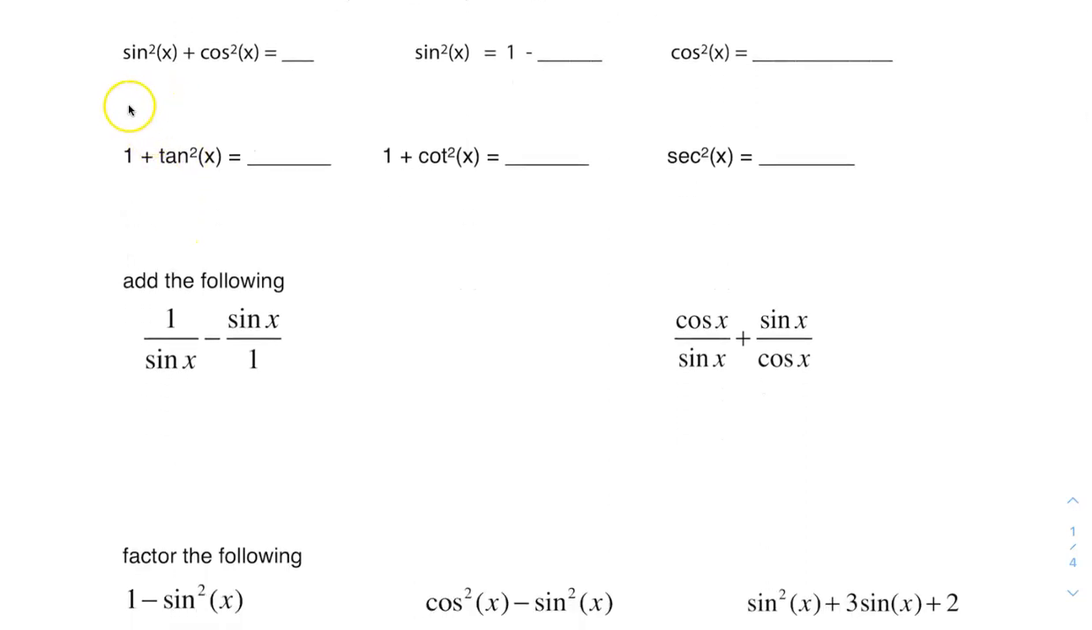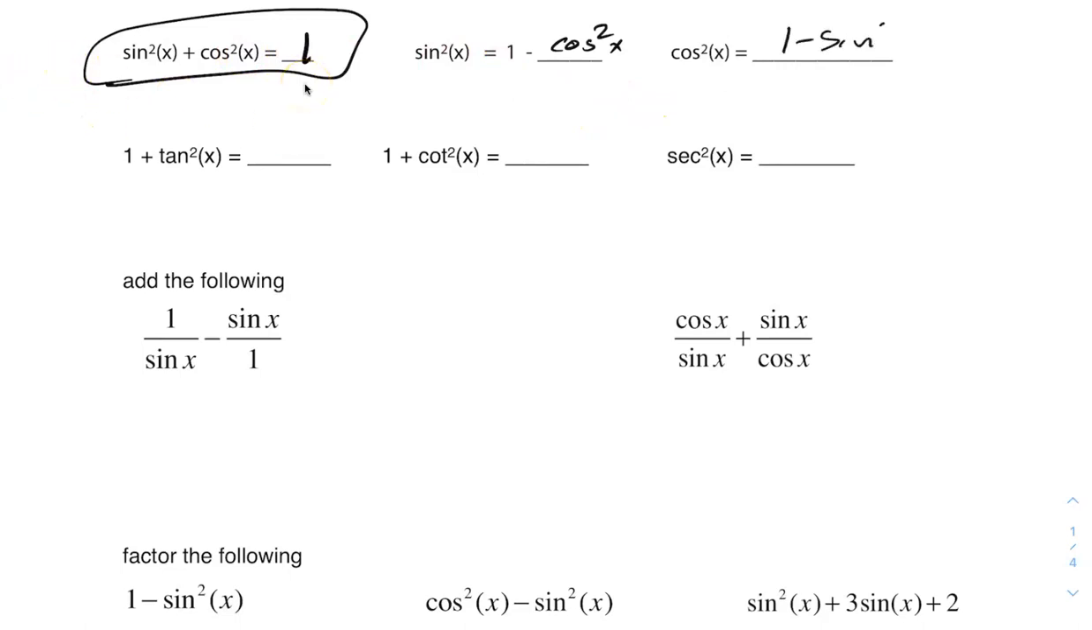So sine squared plus cosine squared equals 1. And remember, this is the key to everything. If you know this, it makes the rest easier. Sine squared plus cosine squared equals 1 is just a squared plus b squared equals c squared. And to get sine squared, you just move cosine squared over. So it's 1 minus cosine squared. And then to get cosine squared by itself, you just move sine over: 1 minus sine squared x.